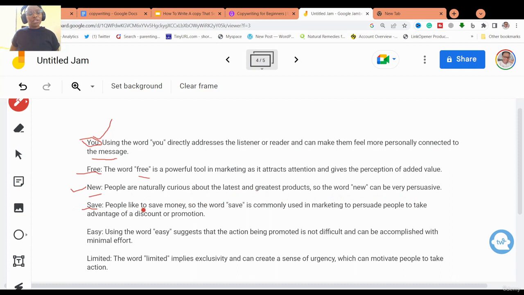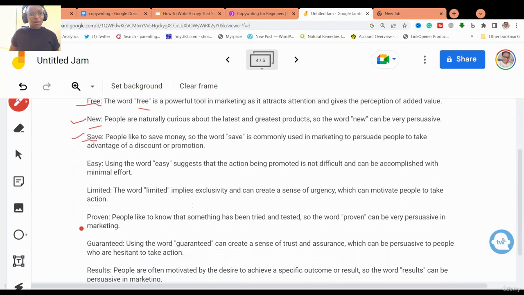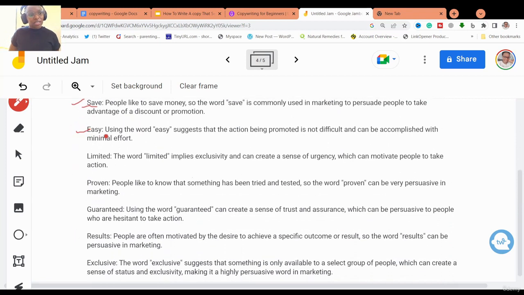The word save. People like to save money. So the word save is commonly used to persuade people to take advantage of maybe a discount or a promotion you're running for your product. Use this word to persuade people to take action. The next word is easy. Using the word easy suggests that the action being promoted is not difficult and can be accomplished with minimal effort. So if my objection was that going through this investment plan of yours is going to take me so much time, you should be able to include such a persuasive word, easy, so that you can manage that concern of mine.